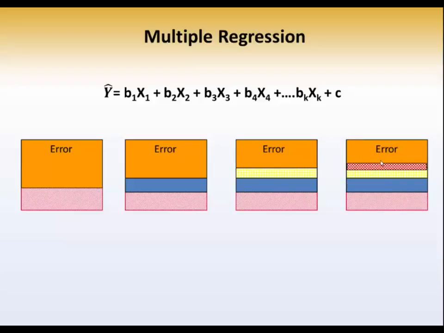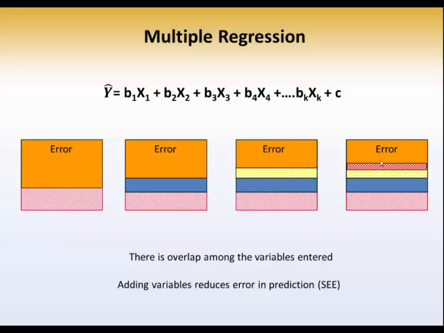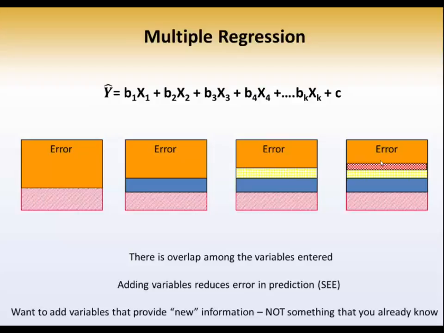So as we add variables, you would expect that you'd have a higher overall correlation between the sum of the predictors and what you're trying to predict. But there will always be some overlap amongst the predictors, so you have to be careful about that. You want to add variables because adding variables generally reduces the error in prediction. But you want to add variables that provide new information.